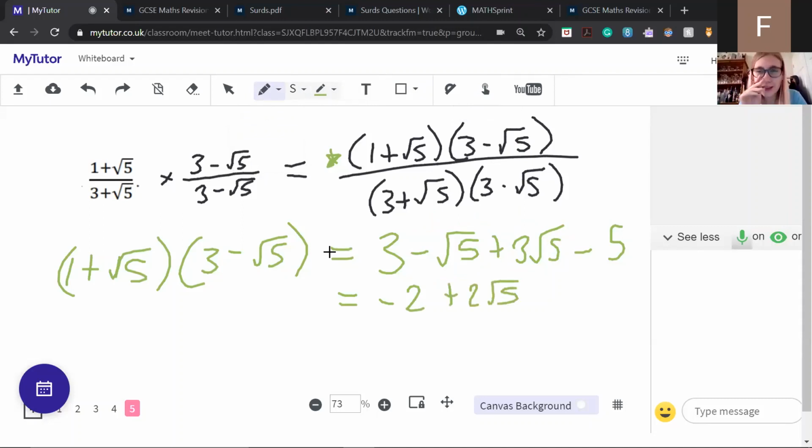If you don't get that, have another think. Just imagine that they're x's again. I always encourage you to do that. Minus x plus 3x, that's 2x. Just like this is 2 root 5.